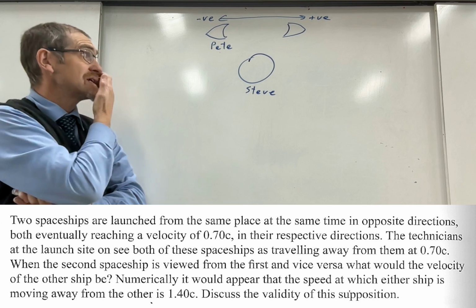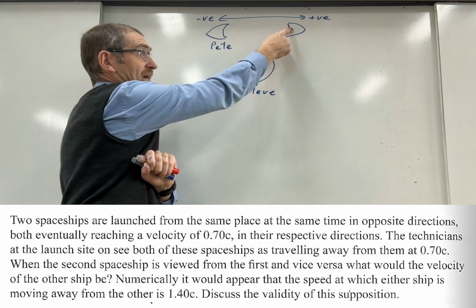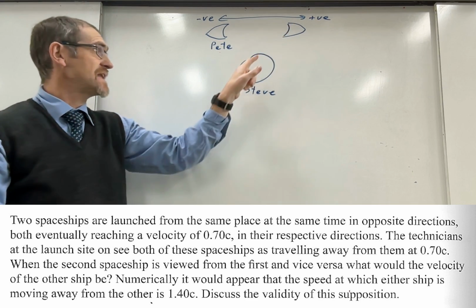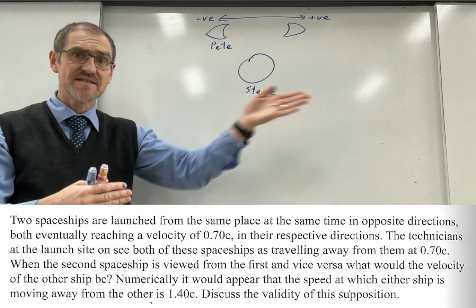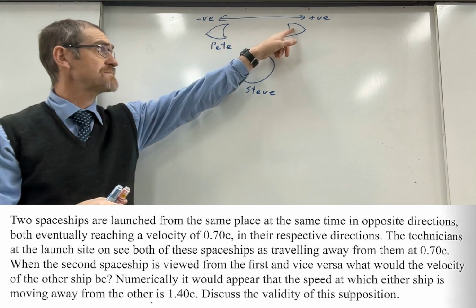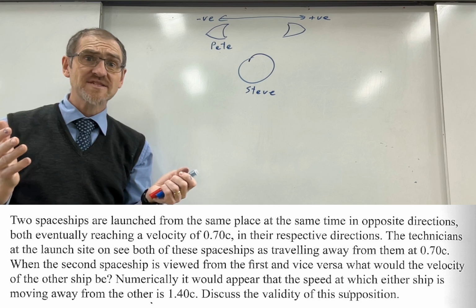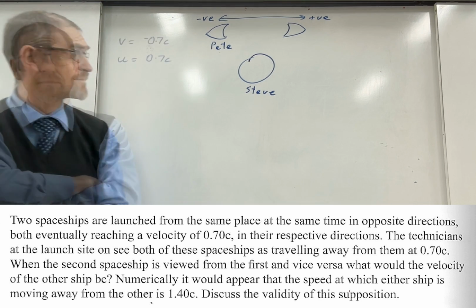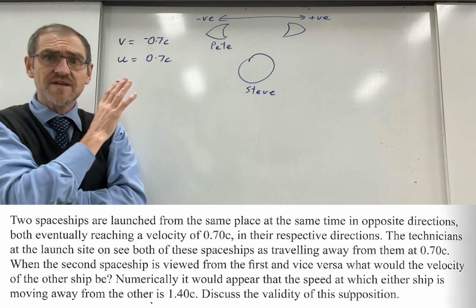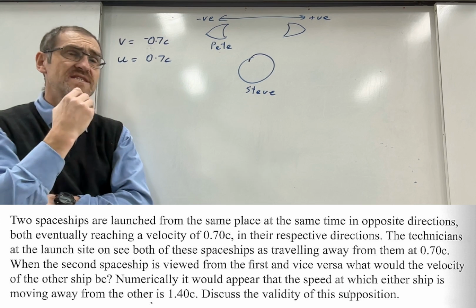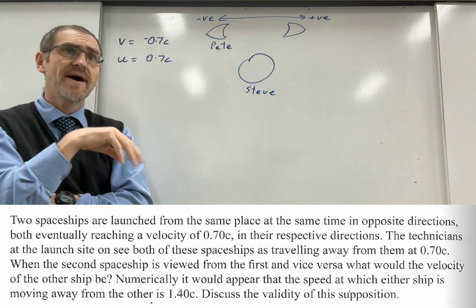What we want to know is, what is the speed of that spaceship in Pete's frame of reference? The speed of this spaceship in Steve's frame of reference is 0.7 c to the right. What would the speed of that spaceship be in Pete's frame of reference? We're going to have to use a Lorentz transformation to figure this out. As we look at this question, we're going to use Lorentz transformations, which means we're going to be interested in these quantities called u, u prime, and v.